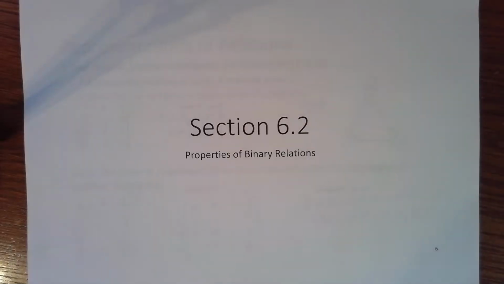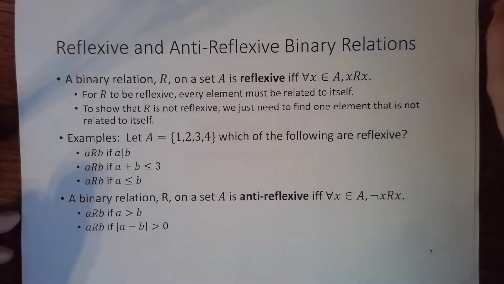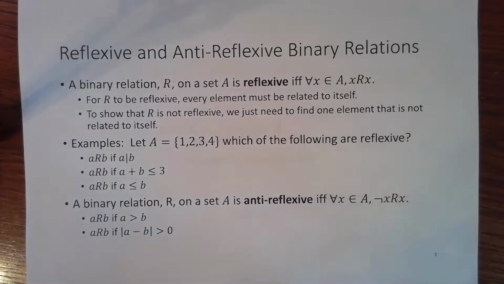All right, next we want to look at properties of binary relations. So now that we know what binary relations are, they have several different properties. So first of all, we will look at the reflexive property and then the anti-reflexive property.